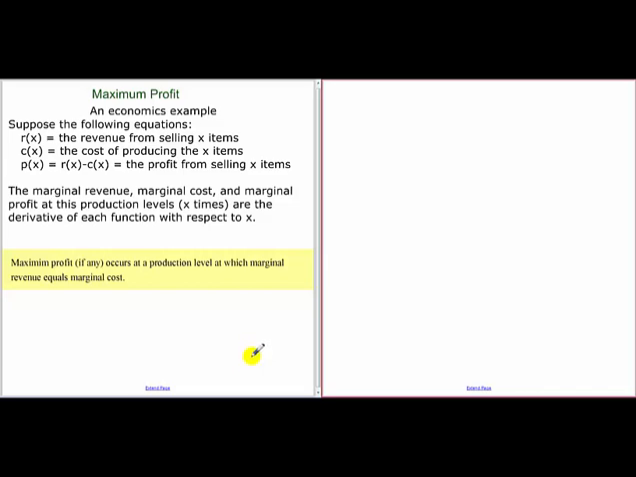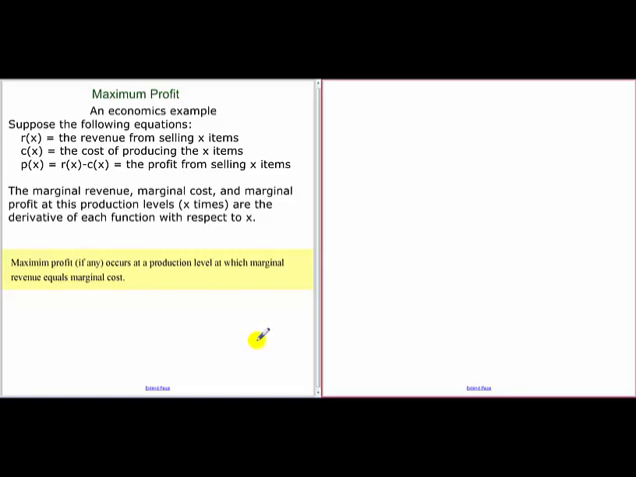Today we're going to be talking about maximum profit. And this is a good economics example. If you end up taking business calculus in college, you're going to be using this a lot. So if you're pursuing a business degree, you're probably going to be taking business calculus.